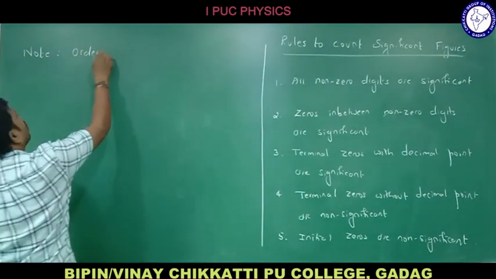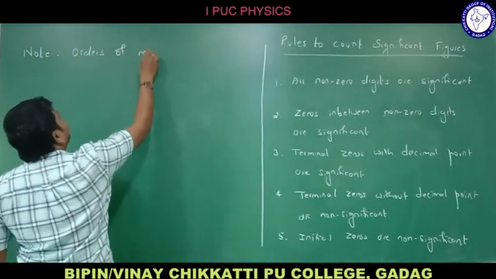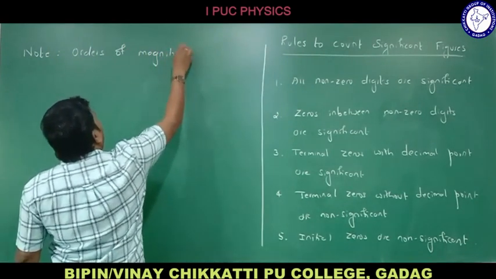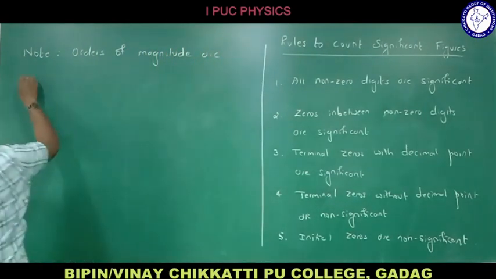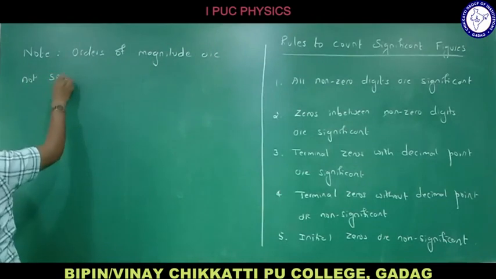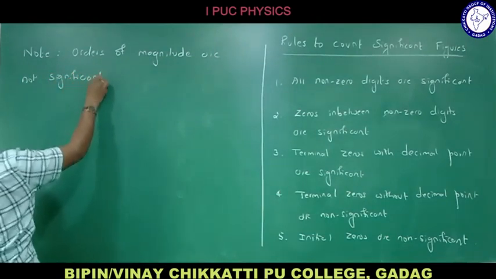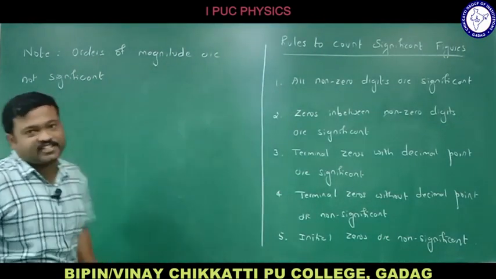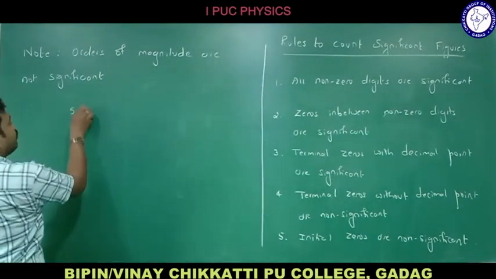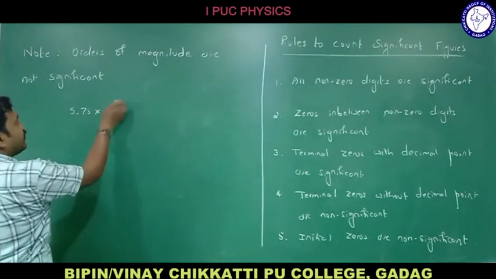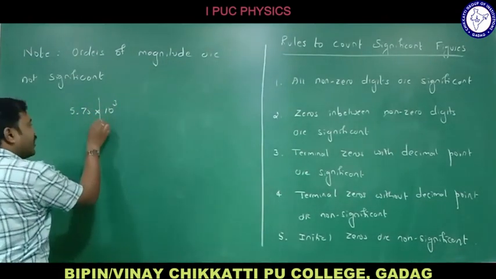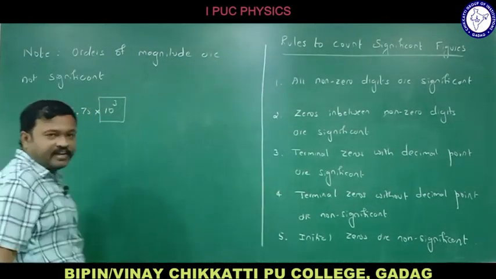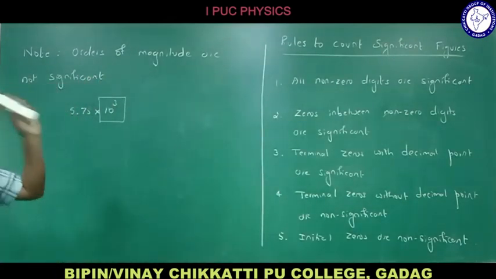Orders of magnitude. Orders of magnitude are not significant. So what are these orders of magnitude? Let us check it out. If the question is like this, 5.75 into 10 raised to 3, this is called the order. So the orders of magnitude are not significant.